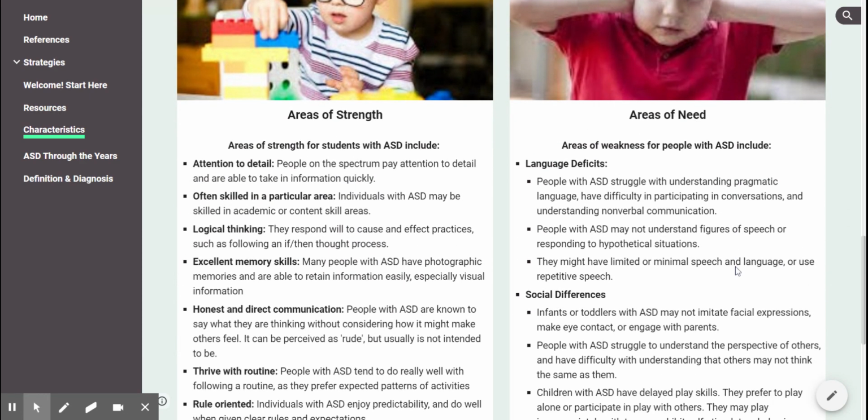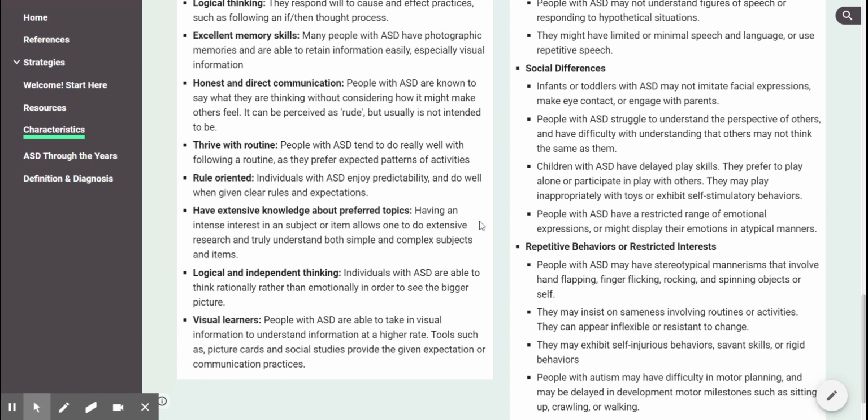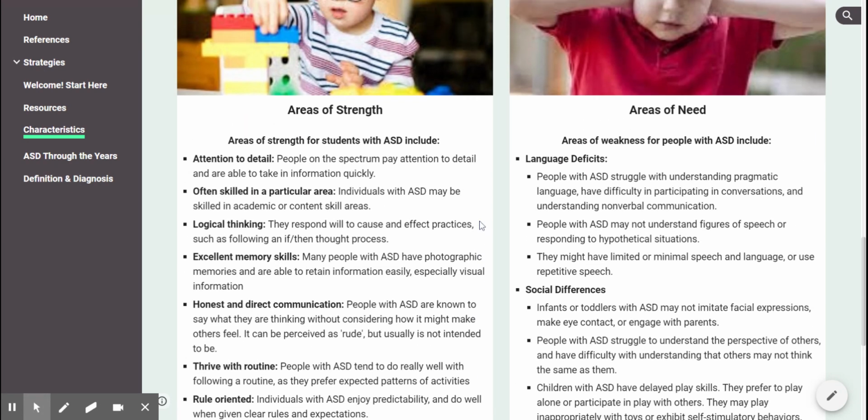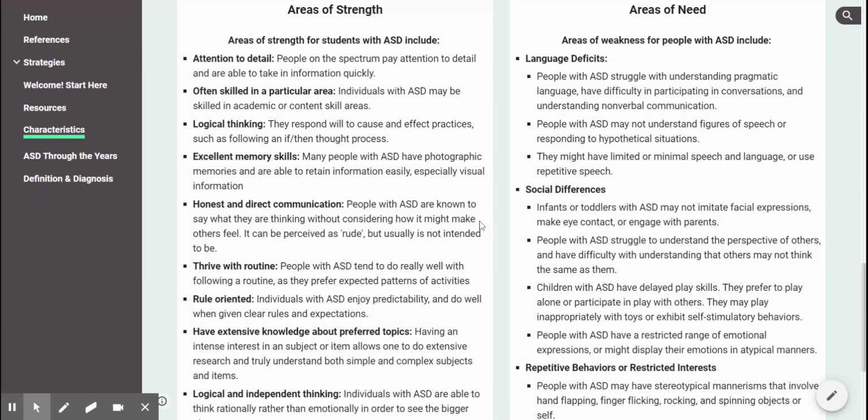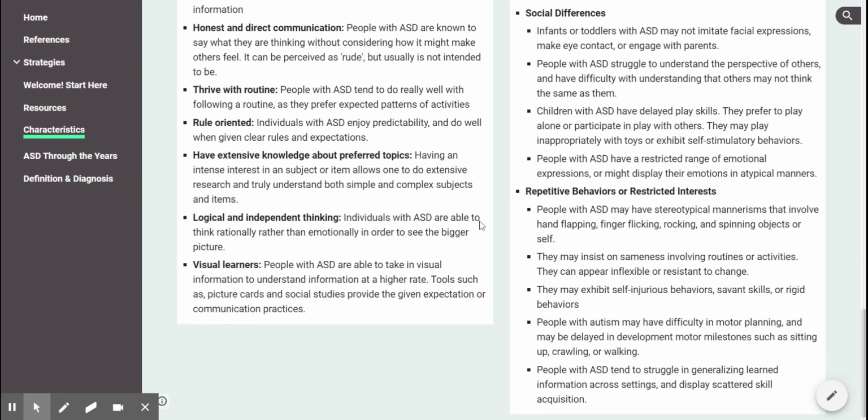Down here, you will find the areas of strength and areas of need in students who are on the autism spectrum. Strengths are that they typically have excellent memory skills. They're often skilled in a particular area. They're usually pretty honest and direct in their communication. They thrive with routine, and they are visual learners. And then the areas of need, again, are broken down in those 3 main areas of language, social, and repetitive behaviors or restricted interests.